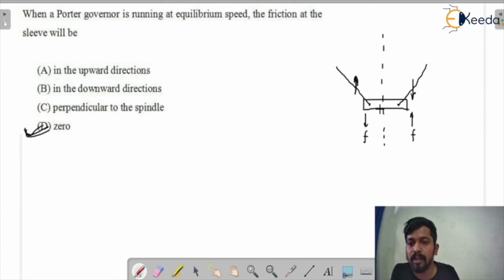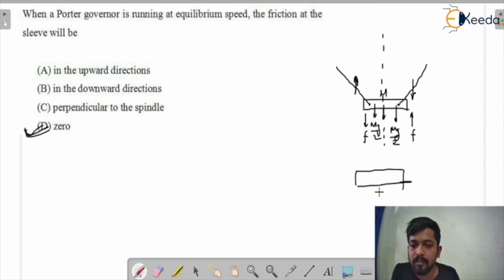If you want to know, there is a force on the sleeve. This is the mass of the sleeve, capital M, so the weight would be mg. We can divide it into mg by 2 and mg by 2, just for simplification of our calculations. So if I'm talking about the downward force on the sleeve, that would be mg plus or minus F by 2.